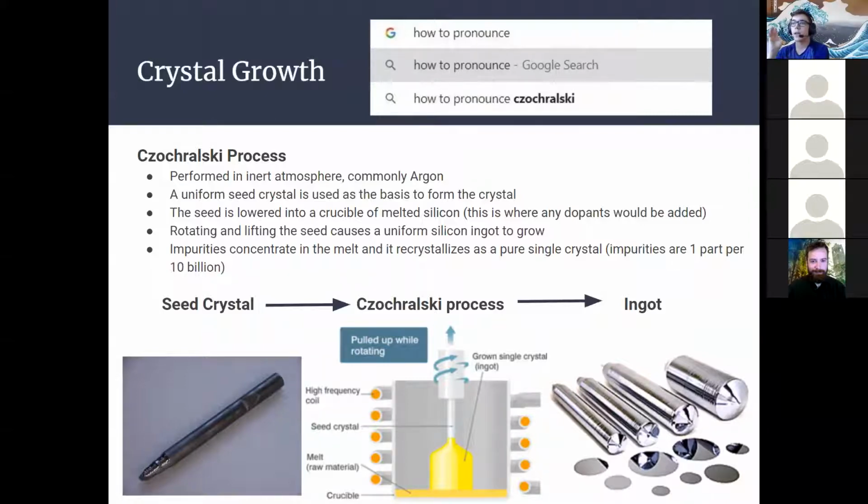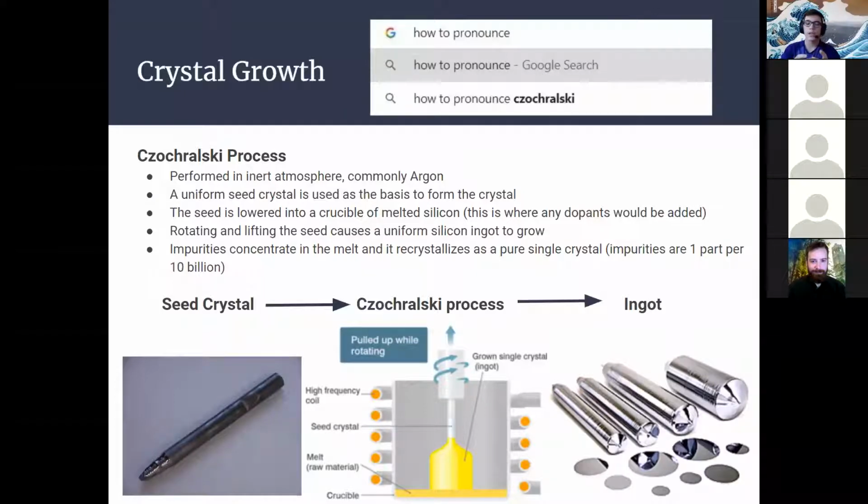It's basically creating a uniform seed crystal. Okay, I'm getting flustered here. So you take a uniform seed crystal, as you can see in this picture. You have the seed crystal right here, and it's dipped into a crucible of melted silicon, and then it is slowly extracted, and that seed crystal spins, and that's how you get this nice circular shape.